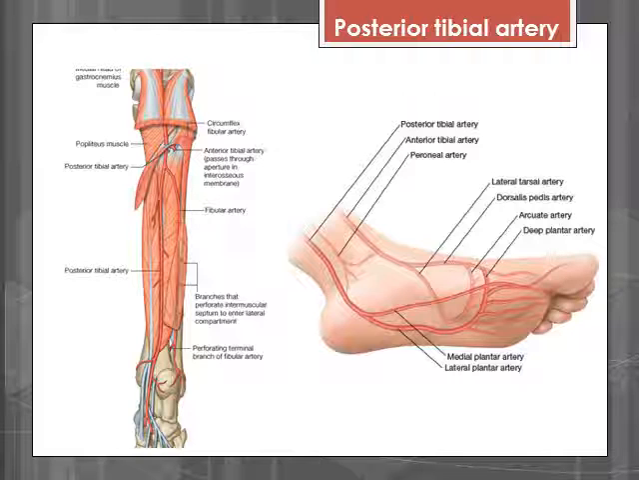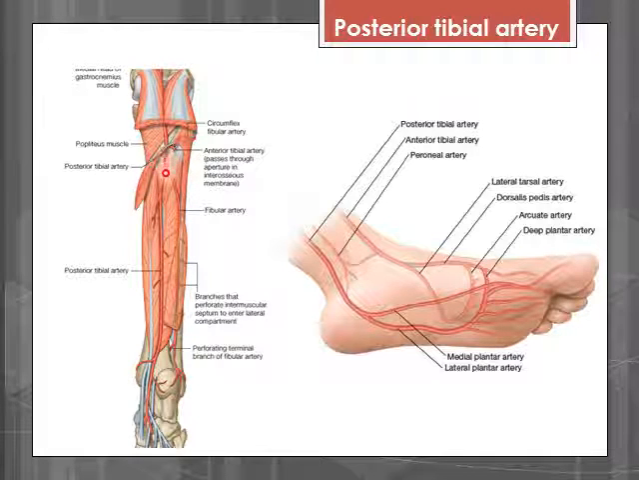Now the arterial supply of the leg and foot. The popliteal artery terminates at the distal border of the popliteus muscle by giving the anterior and posterior tibial arteries. The anterior tibial artery passes through an aperture in the upper part of the interosseous membrane and descends anteriorly to supply the anterior compartment of the leg and the dorsum of the foot.